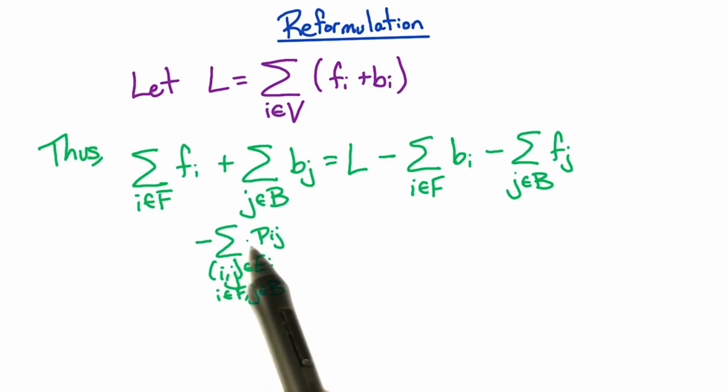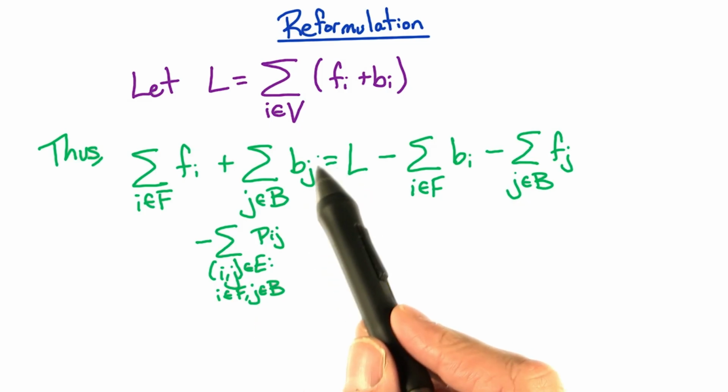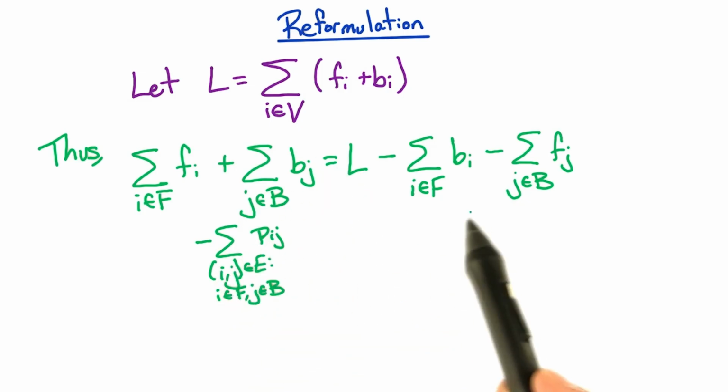Now if we subtract the separation penalty for separated edges, I'm thinking of this ij as an unordered pair, so I don't have to write both cases: i in F and j in B. If this is an unordered pair, that covers the other case where i is in B and j is in F. Now to maintain equality, I want to subtract this term also from the other side.